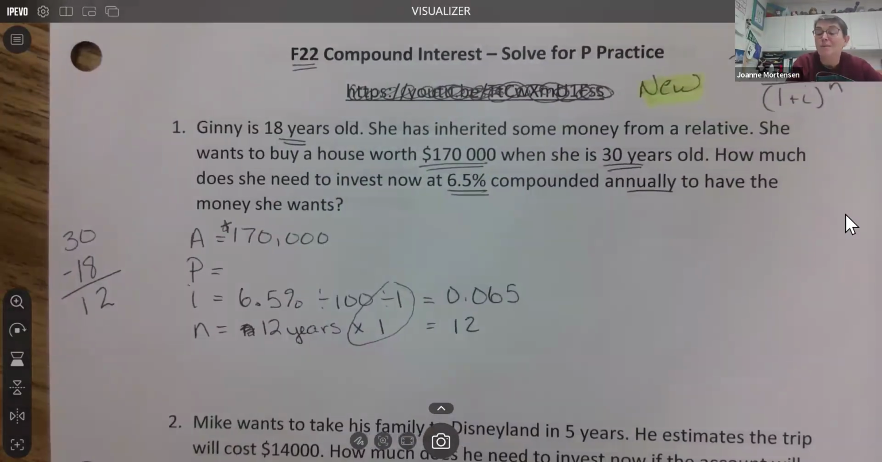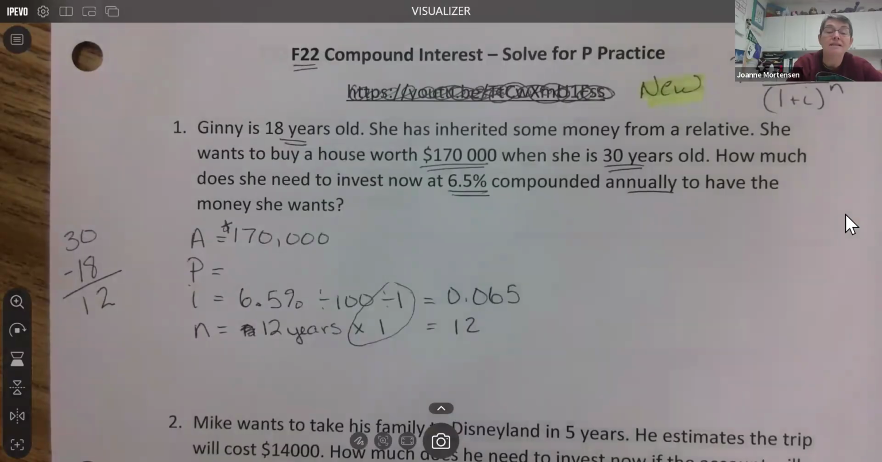I'm really thinking I probably should update the numbers in this, but that's fine. Maybe Ginny is buying a really nice house in a small town. I don't know that you could get a decent house for that amount in Regina right now.